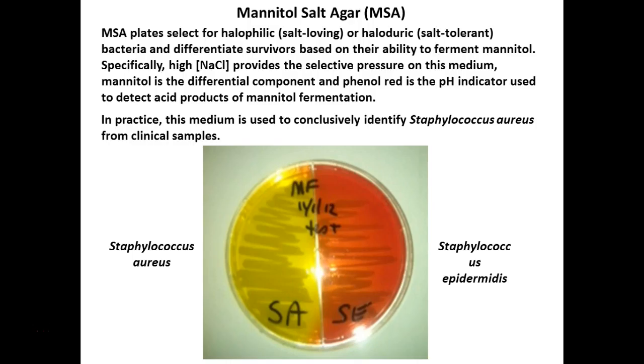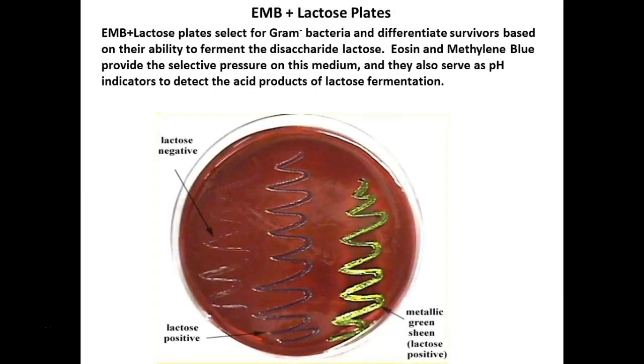And then, if it was salt tolerant, we asked an additional question. Does it ferment mannitol? And we knew this if the plate turned what? Yellow, because what's the pH indicator in this plate again? What turns yellow in acidic conditions? Phenol red.